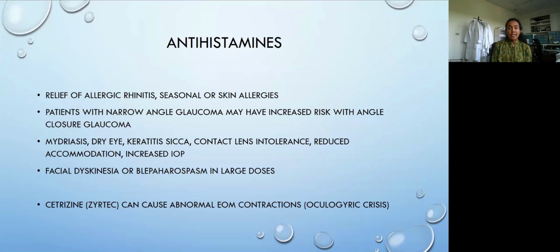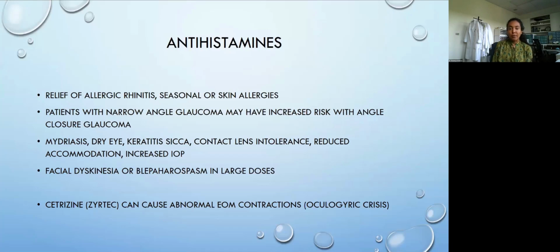So the next one is antihistamine. This is prescribed for relief of allergic rhinitis or seasonal or even skin allergies. And remember that patients with narrow angle glaucoma may have increased risk with angle closure. So this is one that can cause angle closure. Other things to remember for antihistamines: they can cause mydriasis, dry eye, again, keratitis sicca. And because of dry eye, it can cause contact lens intolerance, reduced accommodation, and even increased IOP.